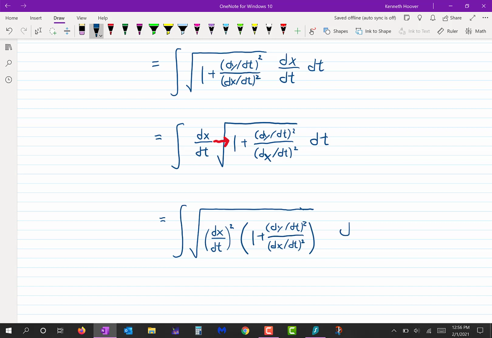And then at the end of all that, outside the square root, we got a dt. Okay, and now we distribute this into here. And do you see what we're going to end up with? Integrate the square root of, so on that red arrow right there, we're going to have dx dt squared, right?